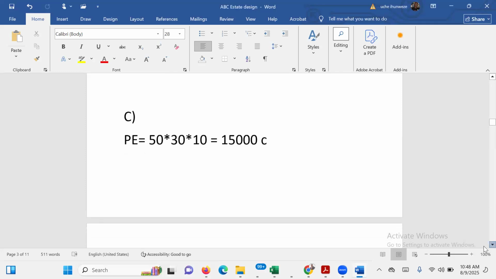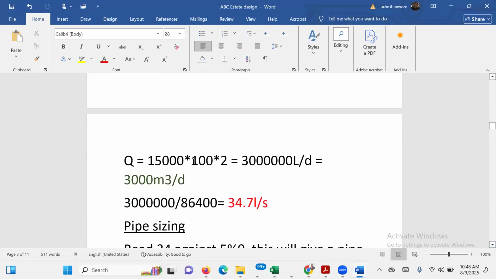So we do the same design, the same thing we did: 15,000 times 100 times 2. That will give us 3,000,000 liters per day. If you divide it, you get 34.7 liters per second. Let me also tell us one thing we need to know here. If I'm to size my tank nominally, because there's a formula for sizing tank, this can also give me an idea of the kind of storage I will provide.